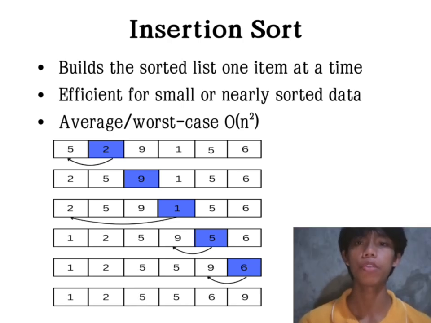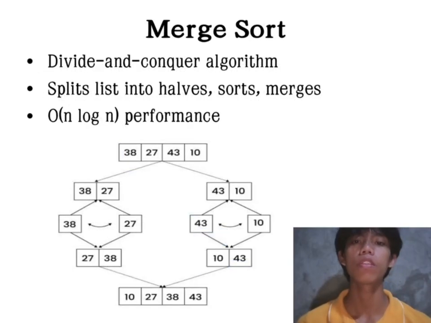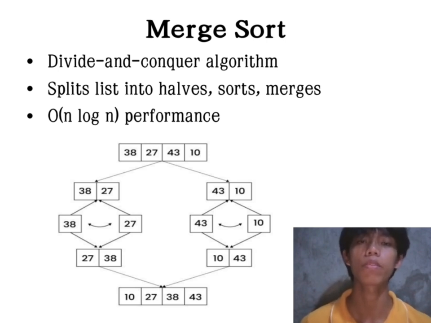And now we have merge sort. This one is much faster. It splits the list into smaller pieces and sorts each piece. After sorting, it's time to merge them back together. We merge two lists by comparing their smallest elements and creating new sorted lists, as shown in the example.